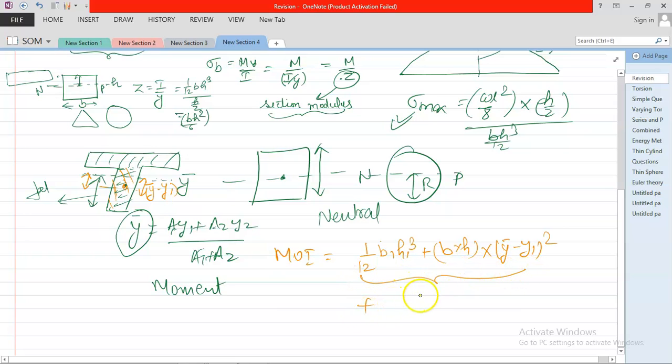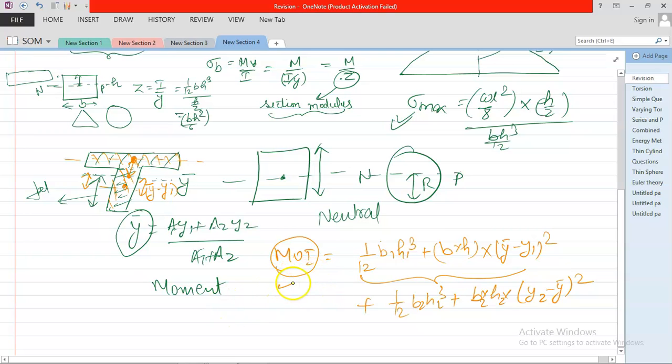Now plus the second quantity, that is the top portion. The top portion also has its own moment of inertia about its center line. So it will be 1 by 12 b2 h2 whole cube plus, now for the top portion, from this neutral plane you have to take this distance. So that will be b2 h2 into (y2 minus y bar) whole square. So this is the moment of inertia.